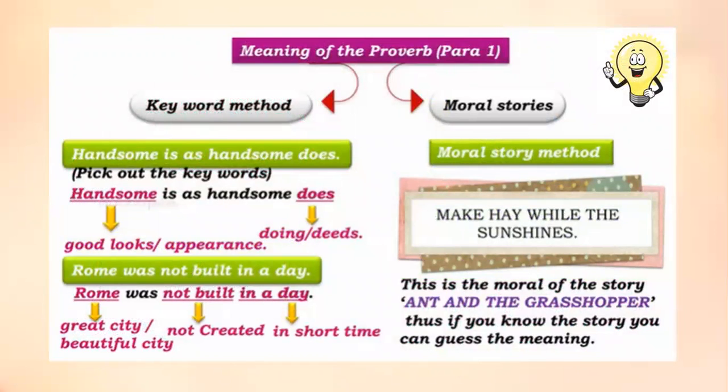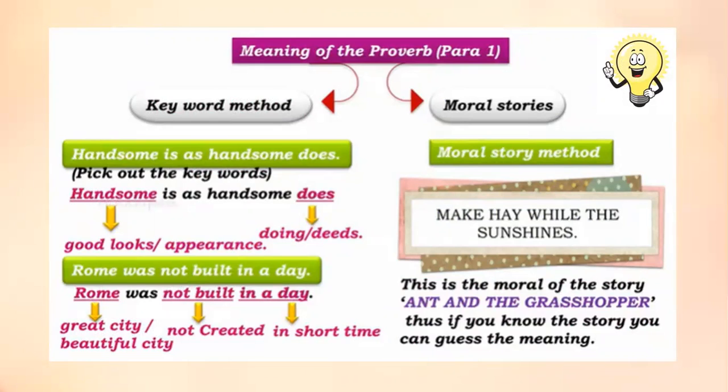Now, the meaning of the proverb. I told you the meaning of the proverb can be derived by two methods. One is the keyword method, the one which I just explained to you all, and the other one is moral stories. Now, we all have been hearing various stories from childhood. From our childhood, we have been listening to so many stories, and all those stories have morals.